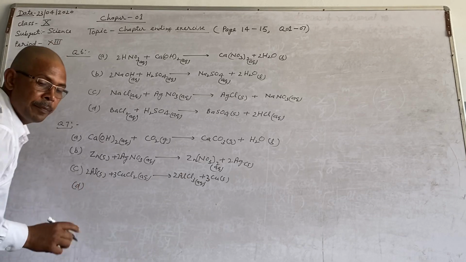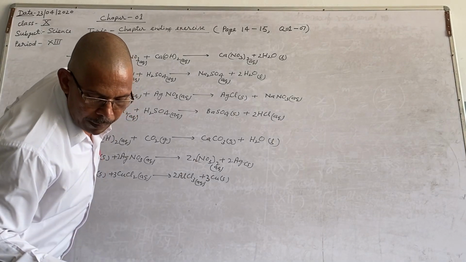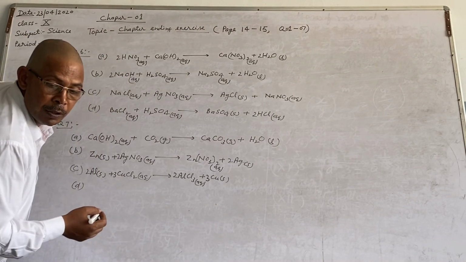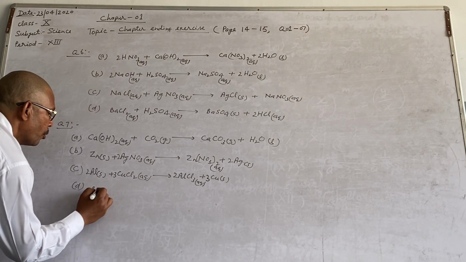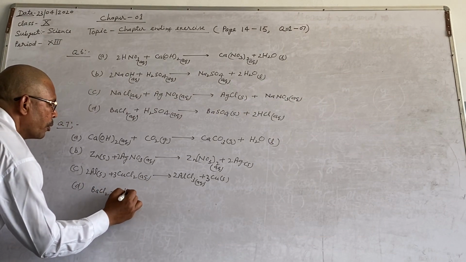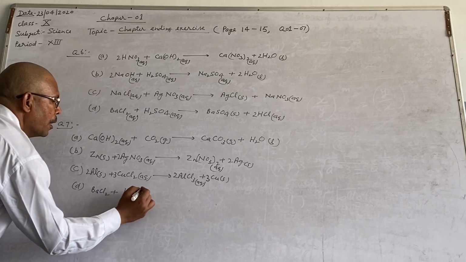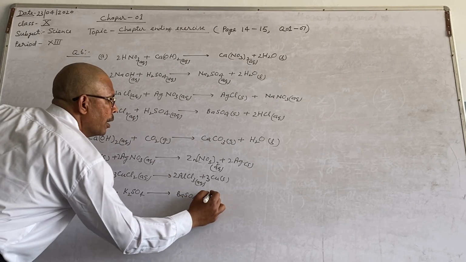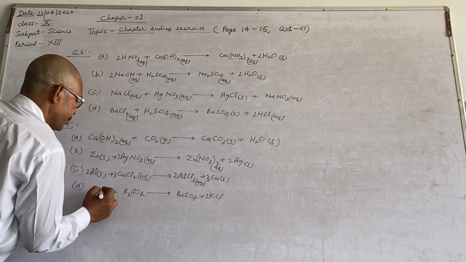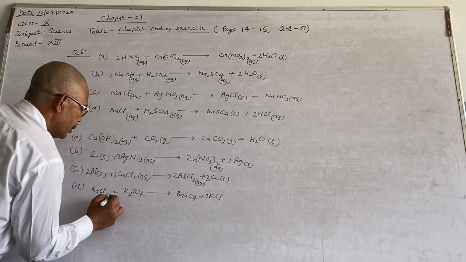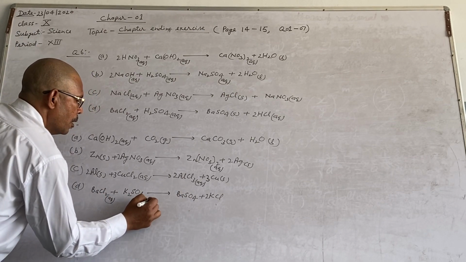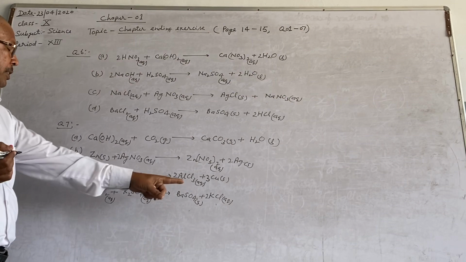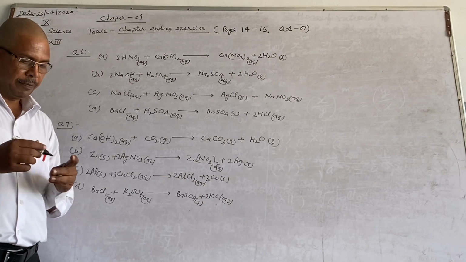And D. Barium chloride and potassium sulfate give barium sulfate and potassium chloride. Barium chloride and potassium sulfate react to form barium sulfate plus potassium chloride. So this is also a balanced chemical equation with physical states.